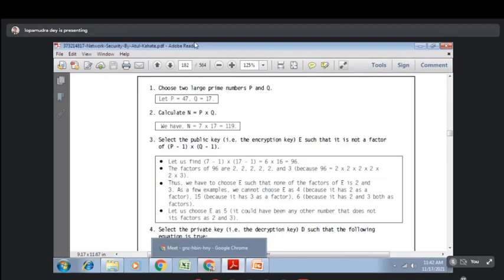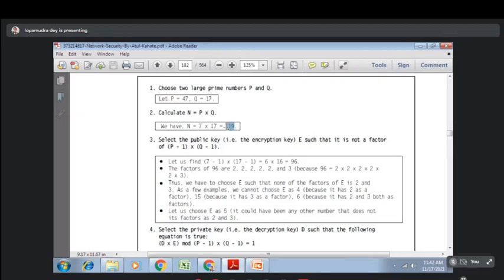So I hope you can see this example, that is P equal to 47 and Q equal to 17. Now you have to calculate N equal to P into Q. So 7 into 17, which gives you 119.